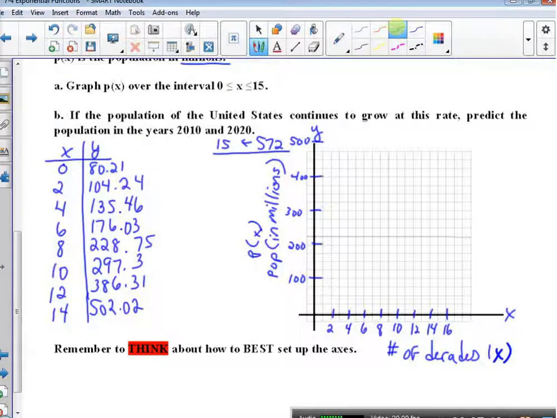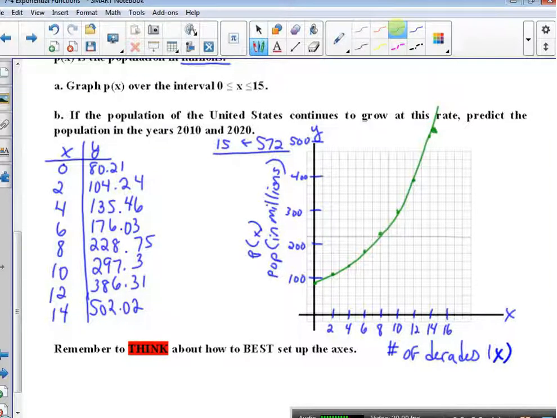So 0 is at 80, 2 is 104, 4 is 135, 125, so about right there, 6 is 176, 8 is 228, 225, so right above that. 10 is about 300 almost, right below it. 12 is 386, so 350, 375, so probably a little bit there. 14 is 502, so now I'm up high. And 15 was 572. So, all right, so there's our graph. And if my points aren't exactly right there at the top because I ran out of space, but they are pretty darn good. So graph P of X, I did that.